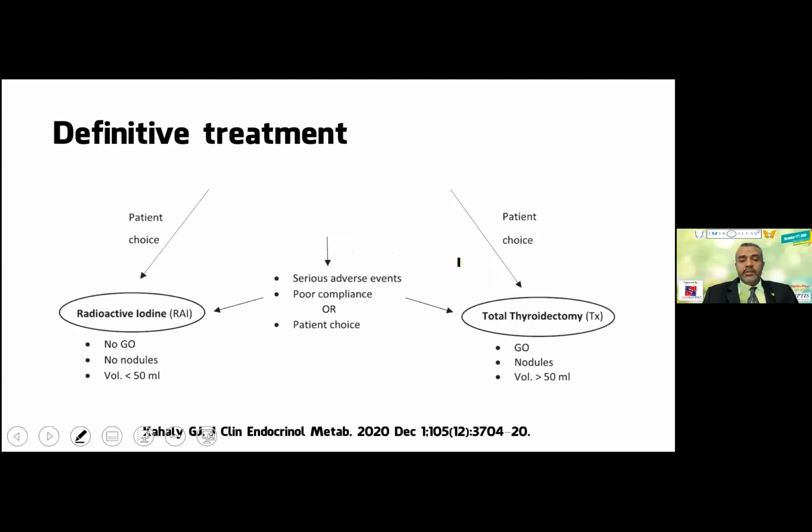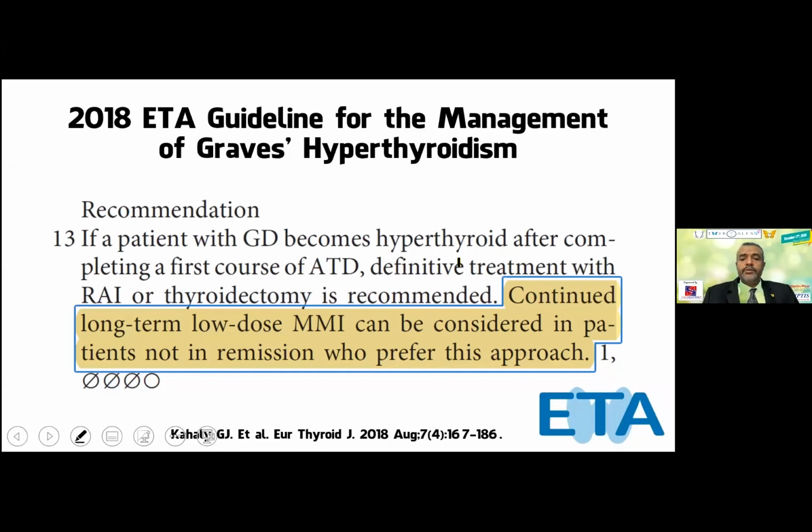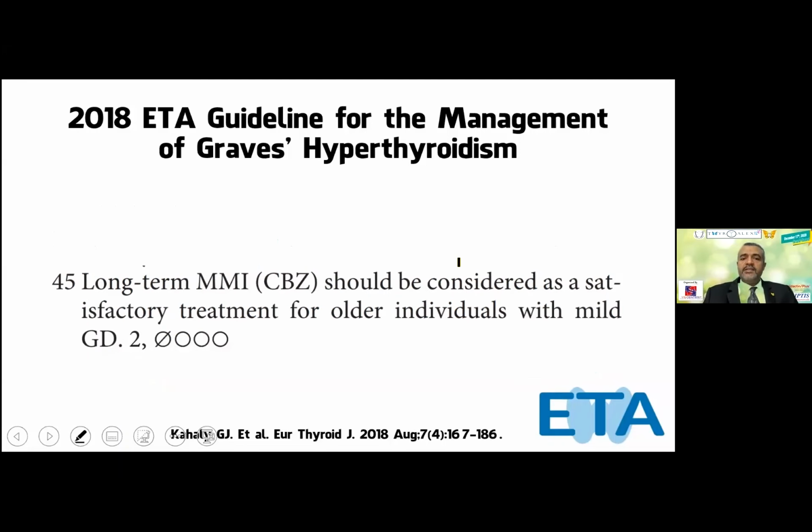So if the patient with Graves disease becomes hyperthyroid after completing a first course of antithyroid drugs, then you would give the patient a choice of either going for definitive treatment, radioactive iodine or thyroidectomy ablation, or in 2018, they have mentioned this as an option. Continued long-term low-dose methimazole can be considered in those who prefer this approach. They also, in the 2018 guidelines, have mentioned that long-term carbimazole should be considered a satisfactory treatment for older individuals with mild Graves disease.